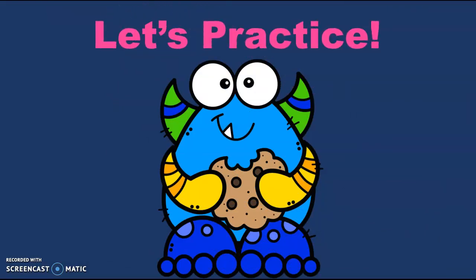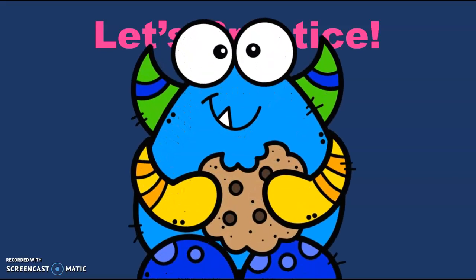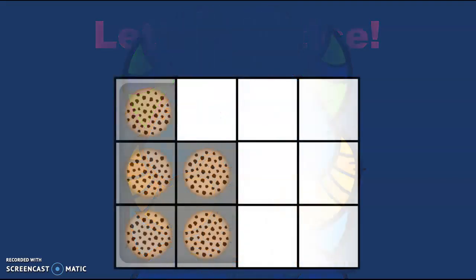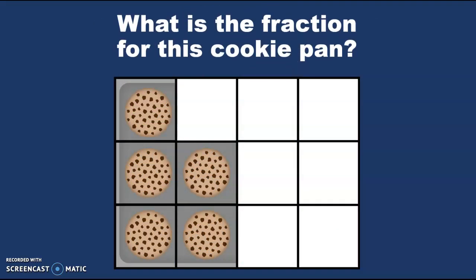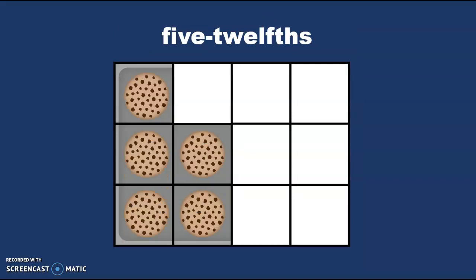Let's practice. What's the fraction for this cookie pan? 5/12. There are 12 total pieces. 5 of them have cookies. 5/12.